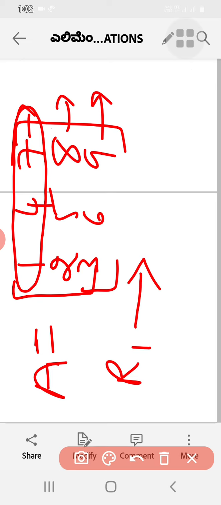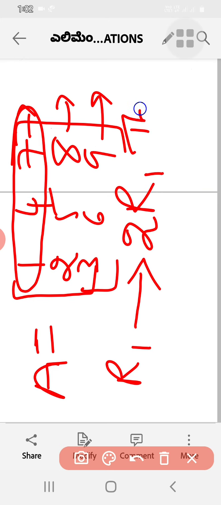This arrow mark means I am transforming this first row. How am I transforming it? By multiplying the first row by a scalar, say the scalar is 2. So that is 2 times the first row. That means R1 changes to 2R1. This is the row operation.